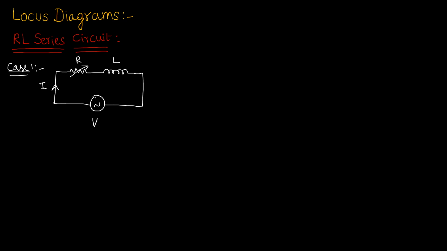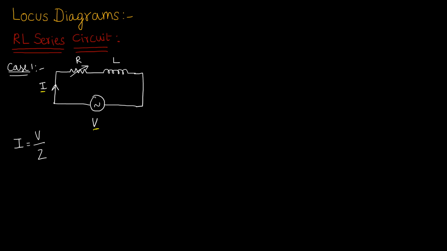Okay, so now we are talking about the first case. This RL combination is excited by a sinusoidal voltage V, so a current I can circulate through the circuit. Now according to Ohm's law, what can we write? I is equal to V by Z. Clear? Now let us go with the phasor diagram.